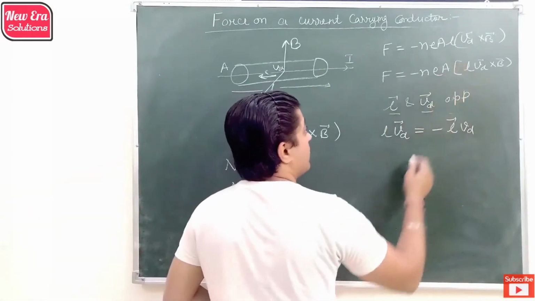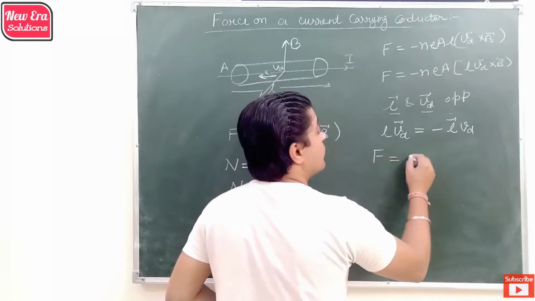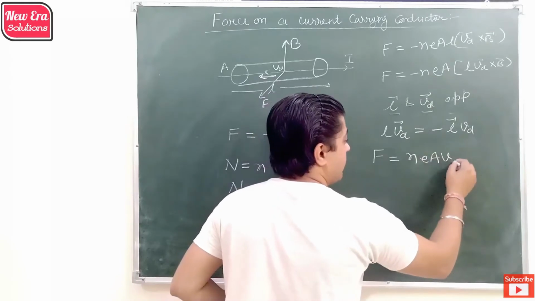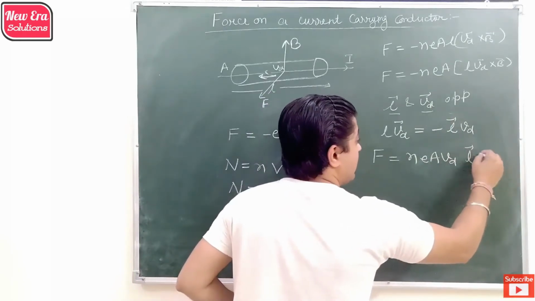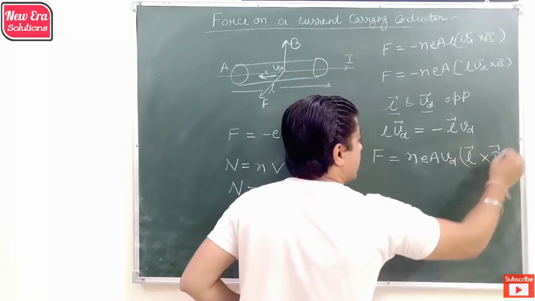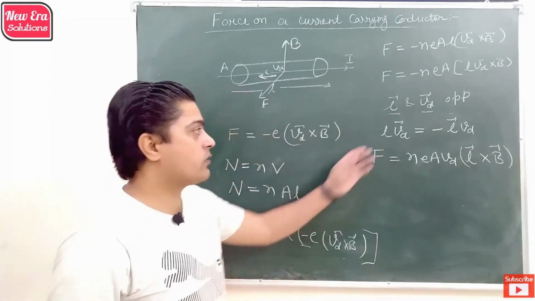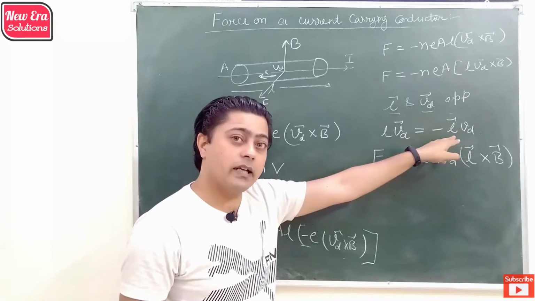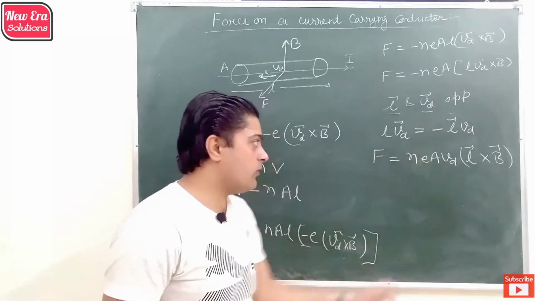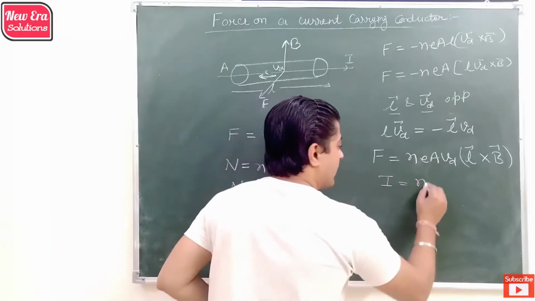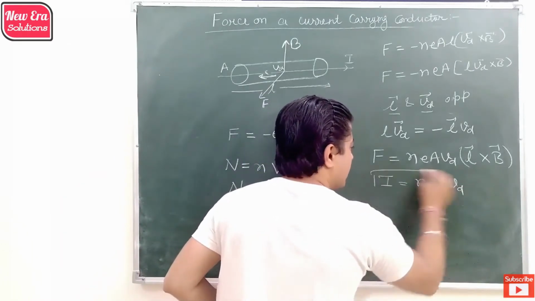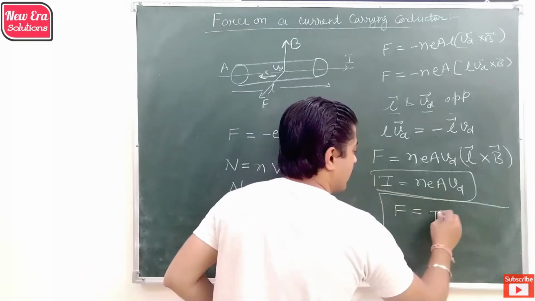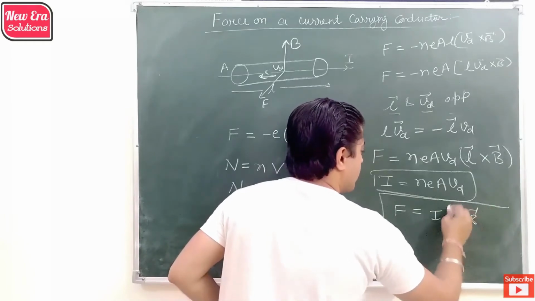Then by putting the value in the above expression, we get the force is equal to plus, because minus becomes plus, n e A Vd, Vd is taken out, and L becomes vector in place of drift velocity. So we replace vector quantity drift velocity in terms of vector quantity current element by making the expression of current. So as we know, current is equal to n e A Vd. Then the force acting on a current carrying conductor is equal to F is equal to I L cross B.